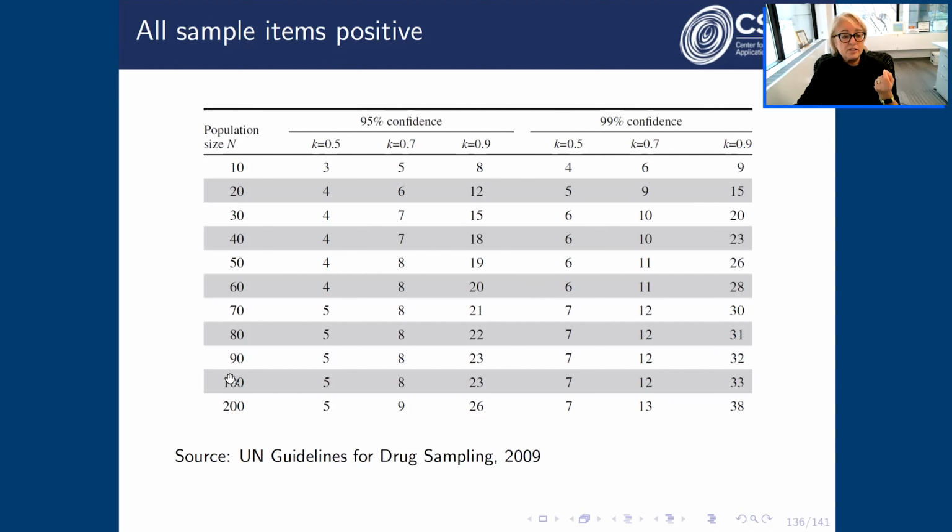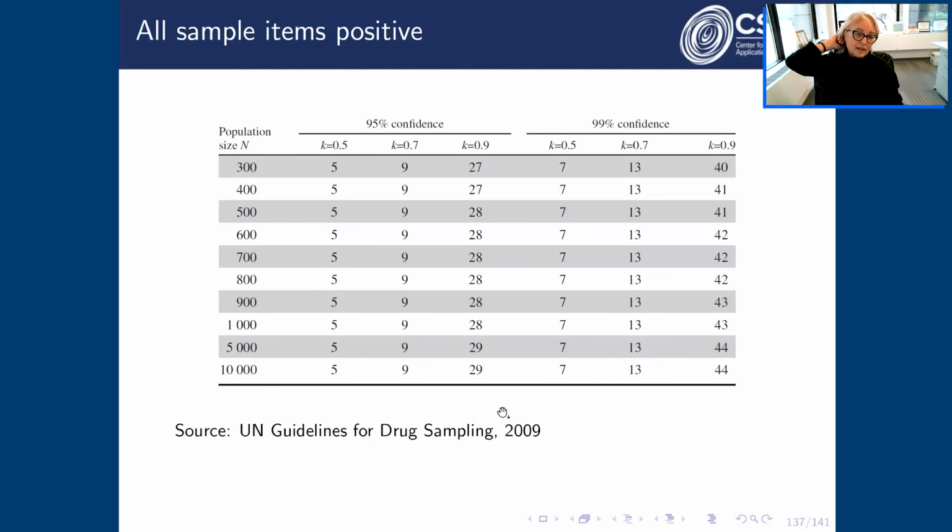If you have a population of size 200, let's say here at the bottom, notice that the sample size you need doesn't increase a whole lot. So if you only want to say that at least 100 of these items are positive, then with 95% confidence you need a sample size of 5, very low, as long as all 5 are positive. If you want to say that at least 90%, so 180 out of the 200, are positive, you only need a sample size of 26, as long as all 26 items in your sample are positive.